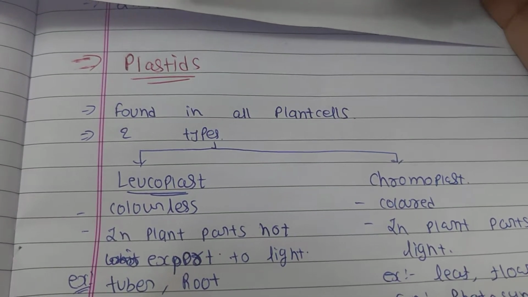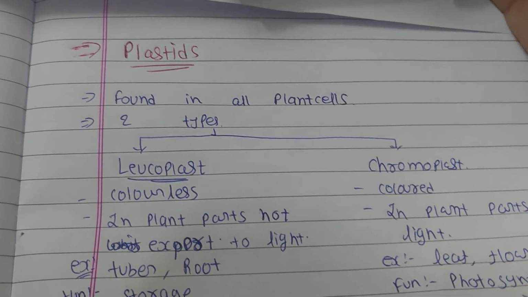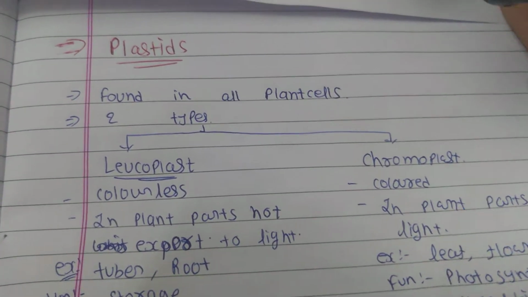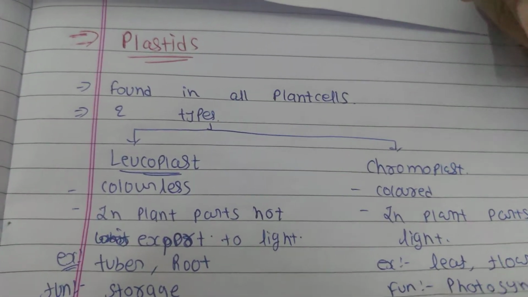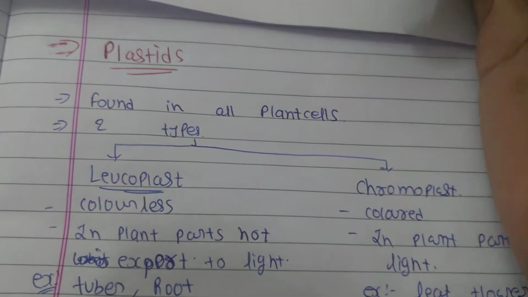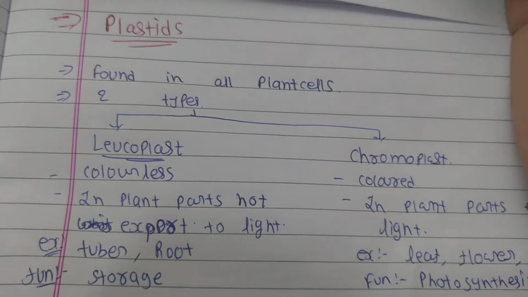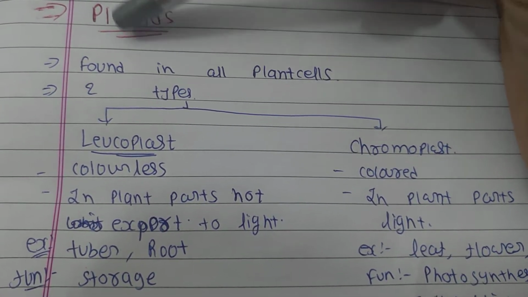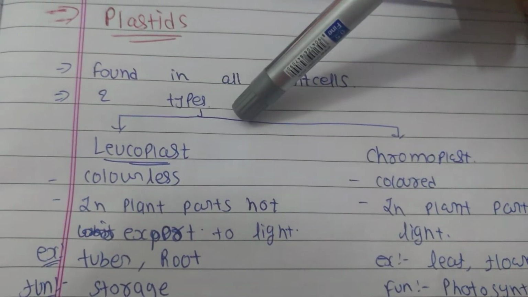Hello everyone. Now we move to the next organelle, that is the plastids. Many types of plastids are present in plants, and one of them is the chloroplast. But before we discuss the chloroplast, we discuss the different types of plastids. Plastids are present in all plant cells, and they are basically of two types.